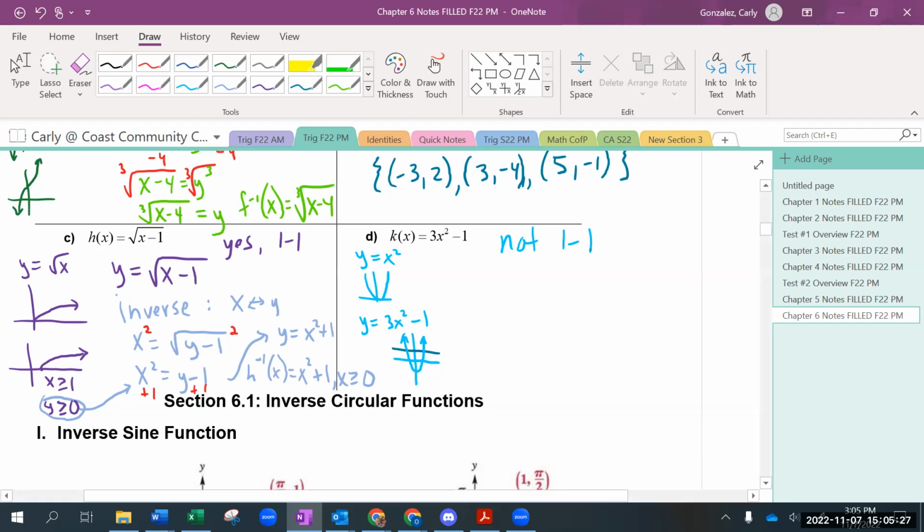So now we'll get ready to look at inverses of trig functions.